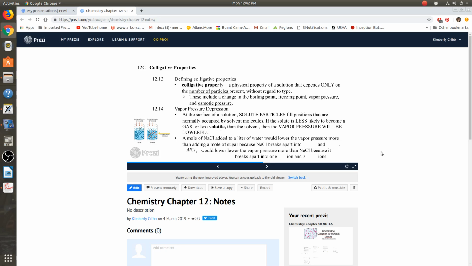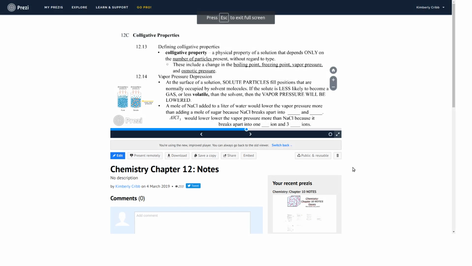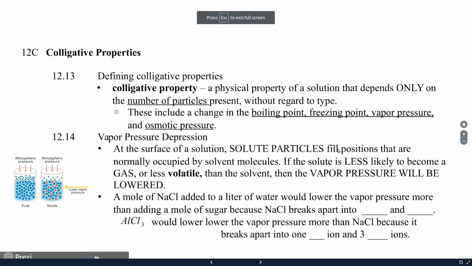This is Mrs. Cribb, and we're going to be covering colligative properties now. So pull out your notes for chapter 12, and we're going to flip back and forth between the Prezi and the notes themselves, just so I can look at some of the videos, not videos, but pictures.